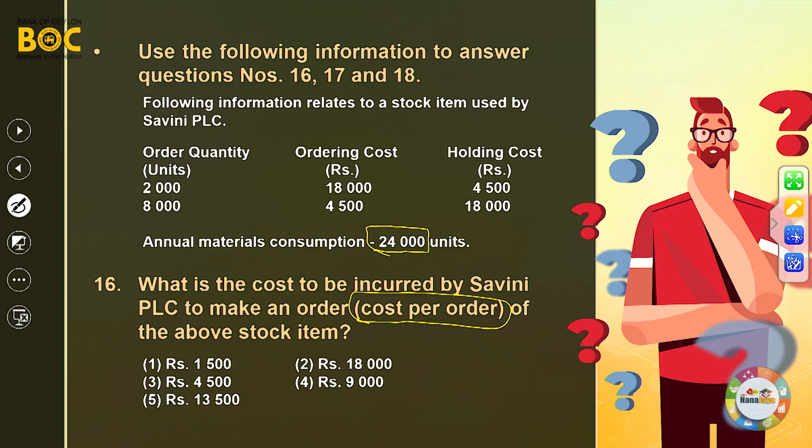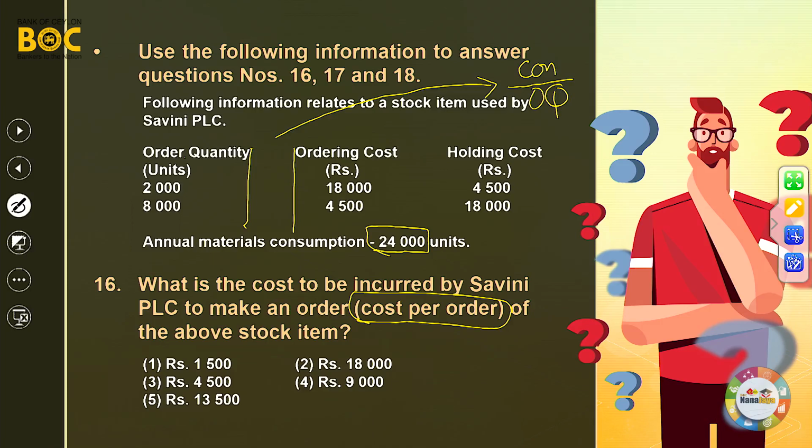Here you can calculate the number of orders. So how do you calculate the number of orders? Number of orders equals annual consumption divided by ordering quantity.